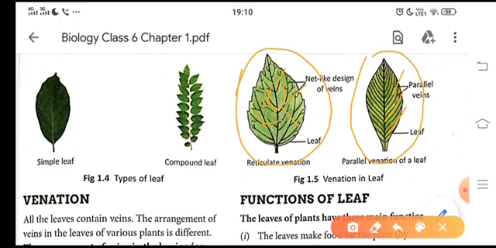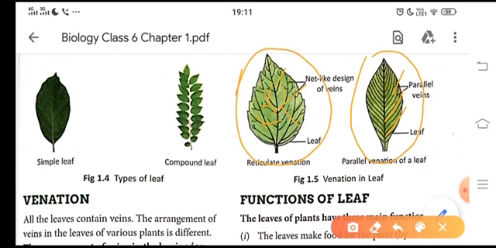So that is all for today, children. Now let's take a quick recap. Today we have studied the external structure of leaf, and we have studied about the types of leaf, that there are 2 types of leaf, simple and compound leaf, and we have also learned about the venation, children. Venation means the arrangement of veins in the leaf.